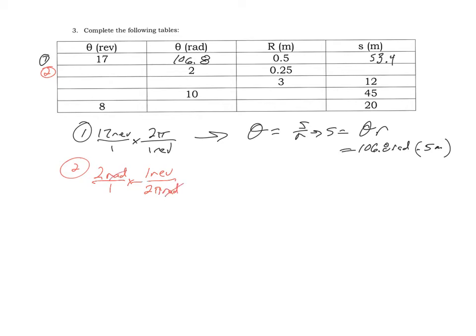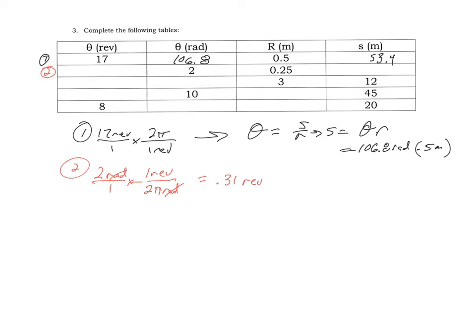So radians cancels. I'm going to do 2 times pi, which is the bottom of that, and then 2 divided by answer. And I'm going to get 0.31 revolutions.